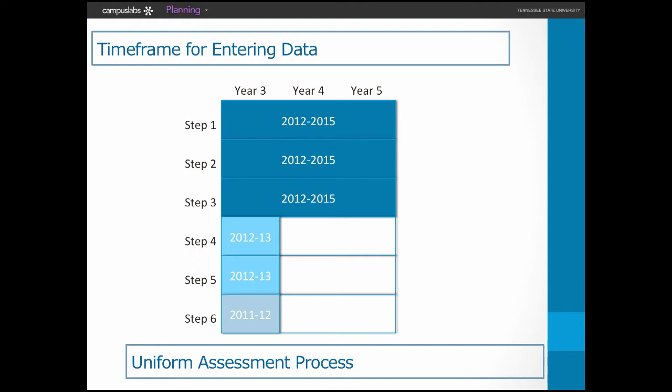The Step 5 plan based on the 12-13 data comes after, of course, the Step 4 analysis. Typically, this occurs in the fall following the end of the assessment cycle. And the following year, the Step 6 results of that plan would be entered. And that same pattern follows throughout the cycle.